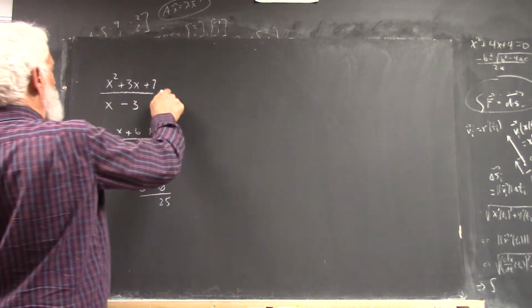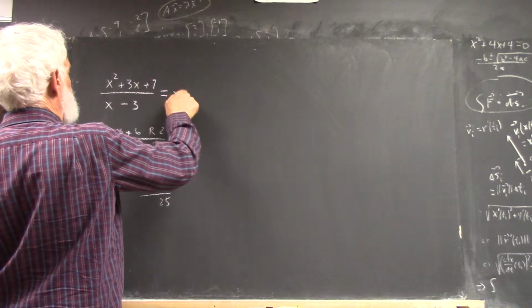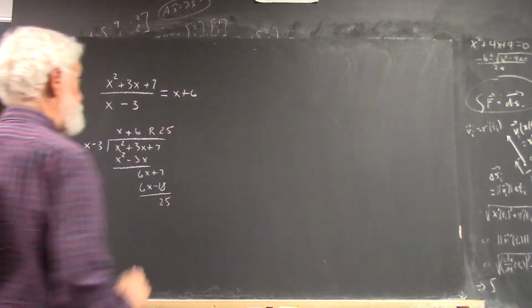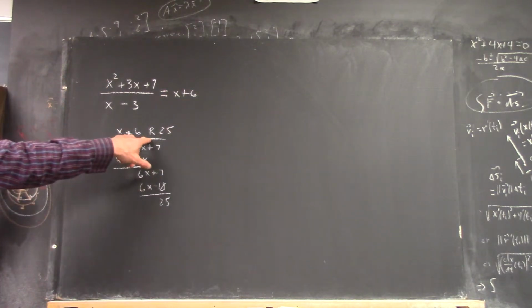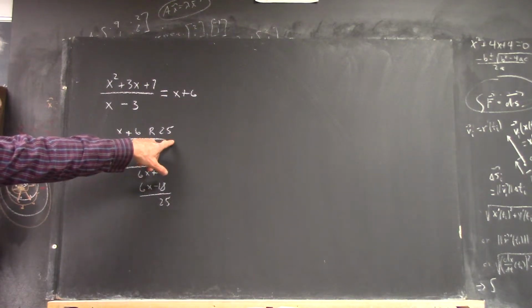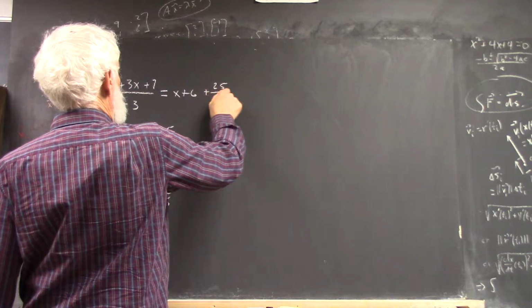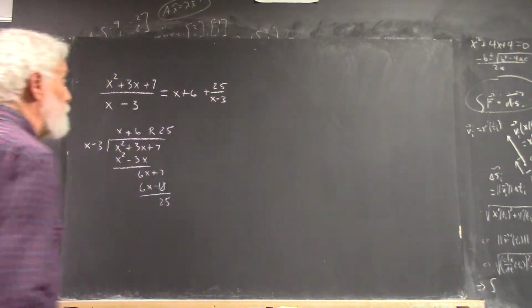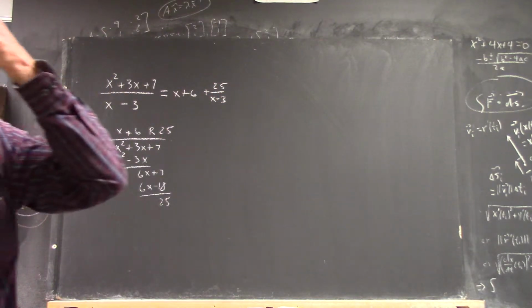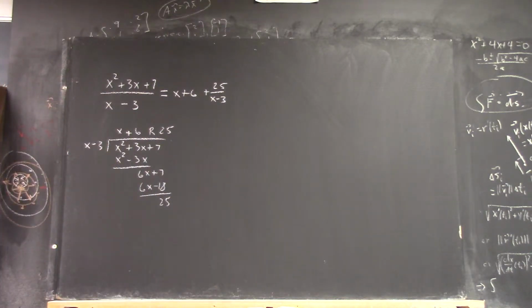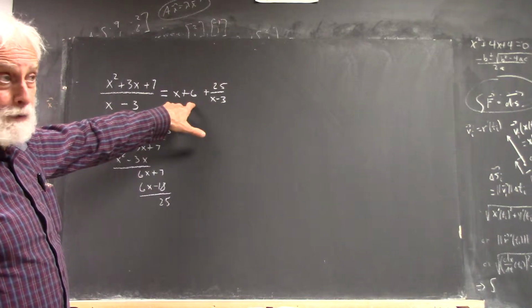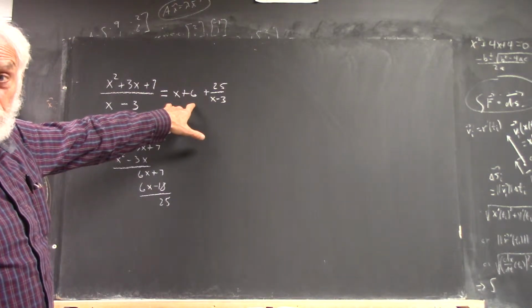this therefore equals x plus 6, because that's what we have here, but then we have that remainder of 25, so it's x plus 6 plus 25 over x minus 3. Okay? So we can graph x plus 6. That's a tough one, but I think you can manage it.